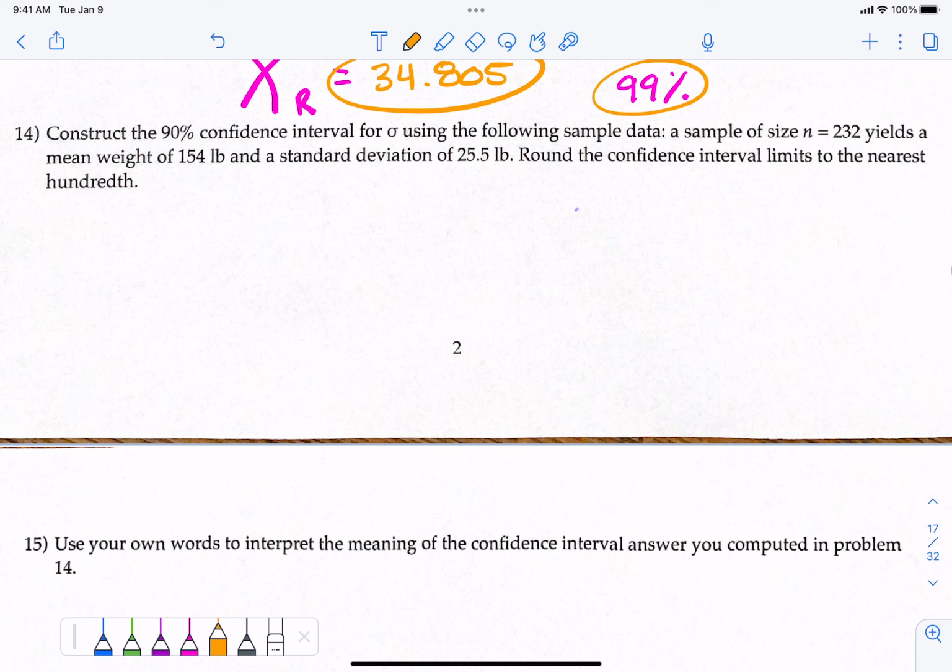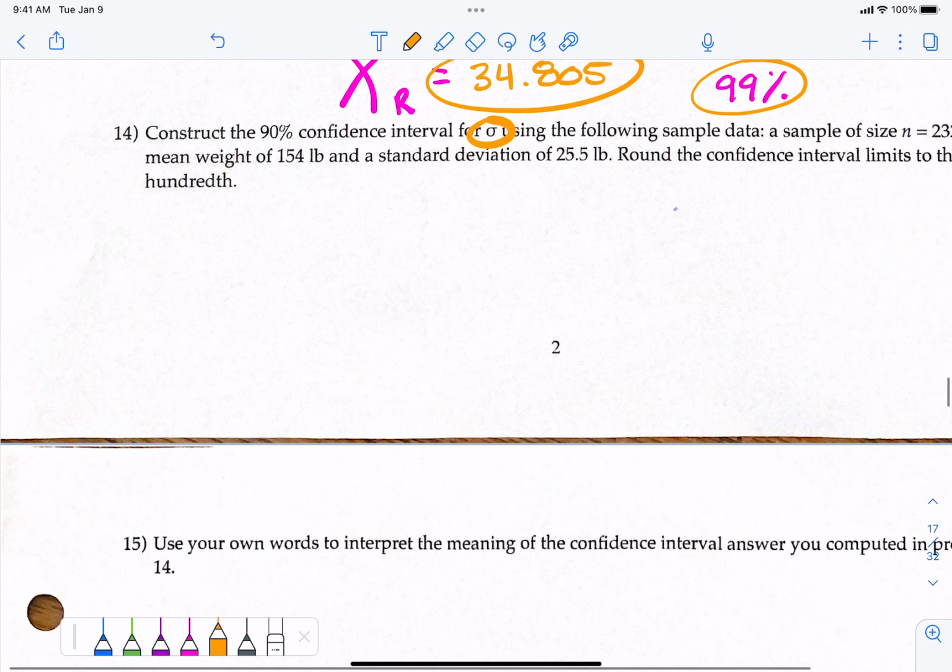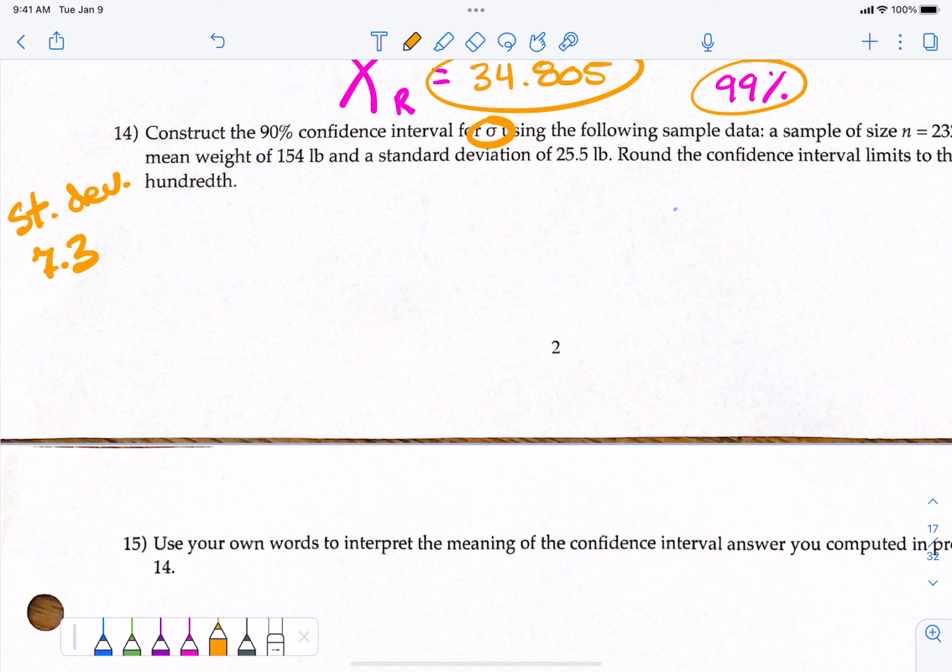Number 14. Construct a 90% confidence interval for sigma. What is sigma? Standard deviation. So we're on the standard deviation. We're not proportion. We're not mean. We're standard deviation, which is 7.3. So if you're looking on your yellow sheet, 7.3. That's where we're at.